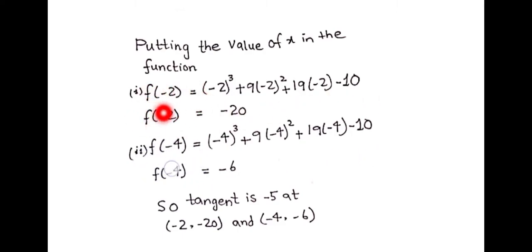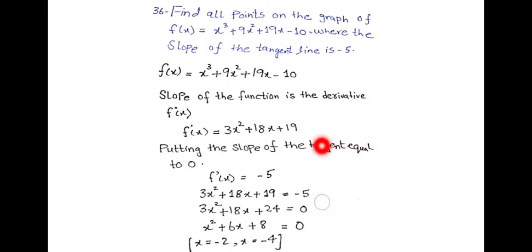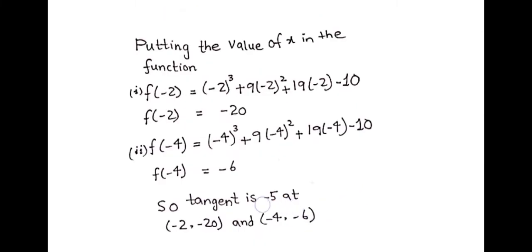And then we know that we found two values of x. So the second value of x is -4. We put that value of x in the function and find the value of y, which is -6. So these are basically the 2 points where the slope of the tangent line is -5, which are (-2, -20), where -2 is the value of x and we find y from the function, which is -20, and (-4, -6), where -4 is the value of x and -6 is the value of y.